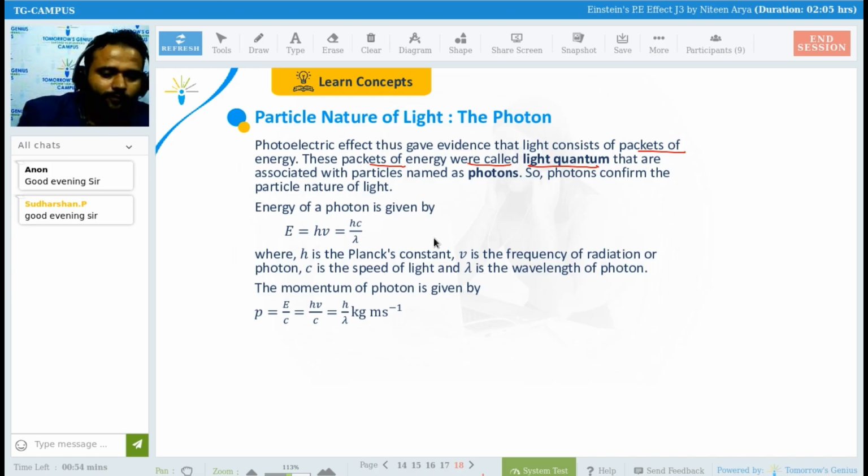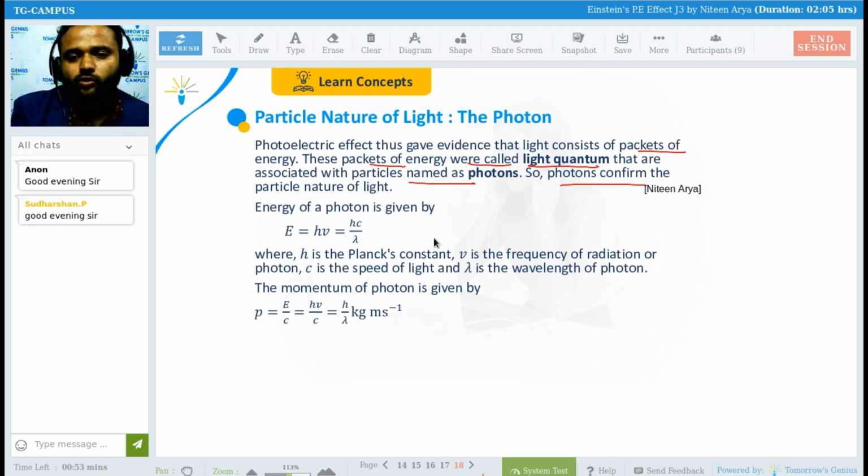So from the photoelectric effect, what we can understand is that energy is not only transferred in a continuous way, but can be transferred as a number of energy packets. One single energy packet is known as a quantum of energy, that quantum of energy is treated as a particle, and that particle is the photon. Clear? That is the whole definition. So photons are associated with these particles, and they confirm the particle nature of light.